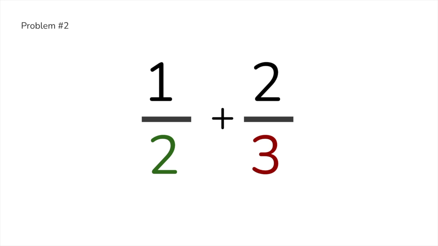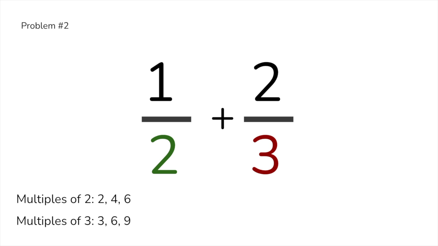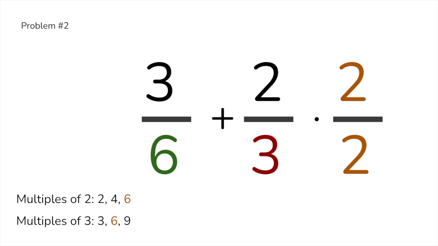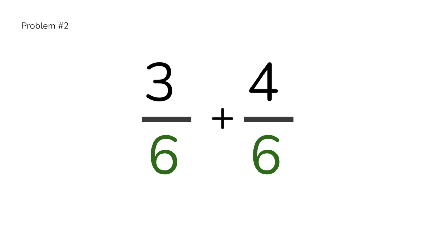Well, first of all, we need to find out what our denominator should be. The multiples of 2 are 2, 4, and 6, and the multiples of 3 are 3, 6, and 9. Notice the common 6 shared? We can use that. We can do 1 over 2 times 3 over 3 to get 3 over 6, as 2 times 3 is 6. For the second fraction, we can just do 2 over 3 times 2 over 2 to get 4 over 6.